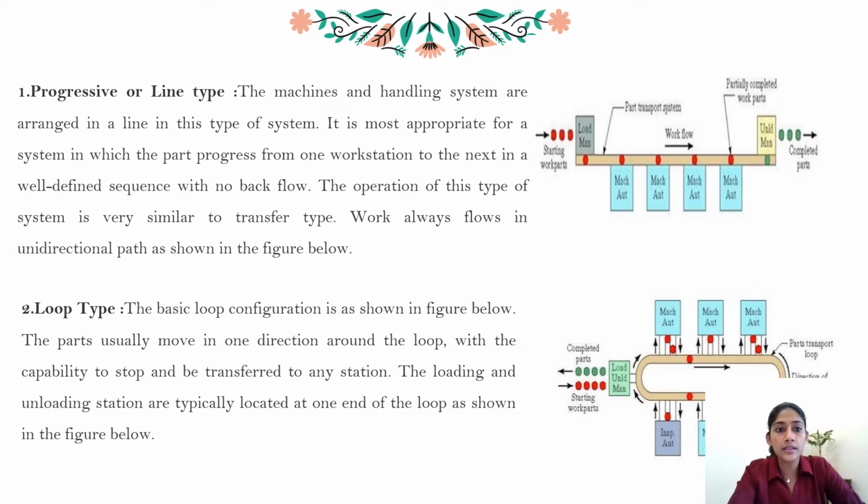And the second one is loop type. Here the fundamental loop arrangement is depicted in the figure below. So here, with the capacity to stop and move to any station, the pieces typically move in a single direction around the loop. According to this diagram, the loading and unloading stations are normally situated at one end of the loop.